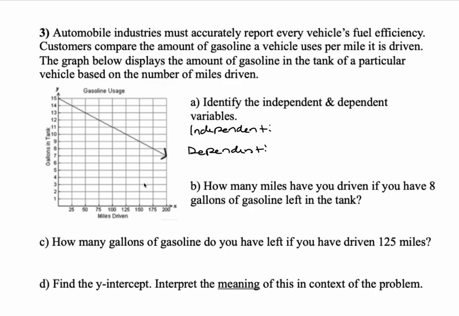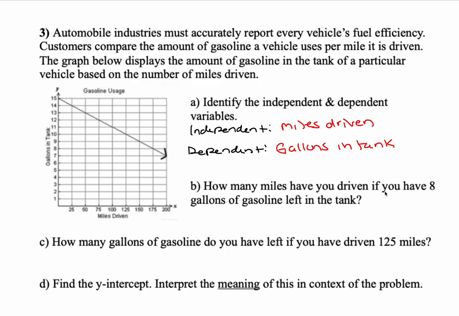So inherently, the miles driven is going to be the independent variable. And looking at the graph itself, since the miles driven is on the x-axis, that is going to be your independent variable. So miles driven is your independent, and your dependent will be the gallons in the tank. So now let's answer some questions.